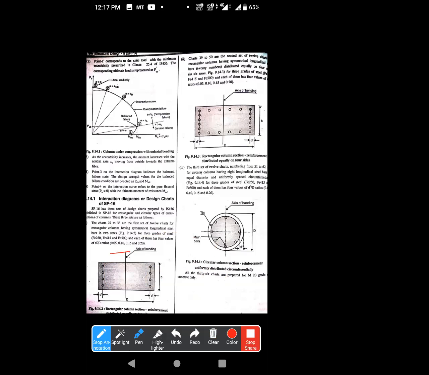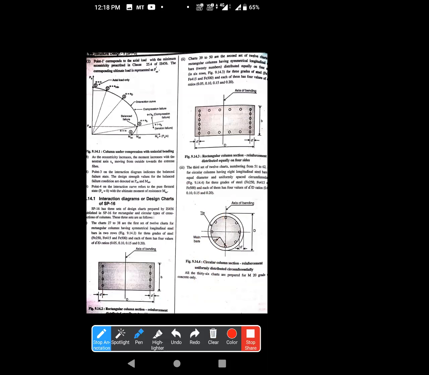How many grades are there? One, two, three. For three grades, with four values each, how many charts are made? 12. So 12 sets of charts are made on the basis of this condition. This d dash upon d is going to change; mainly d dash is going to change. Different sets of charts are available for the condition when the two rows are provided only at one side of the rectangular column.